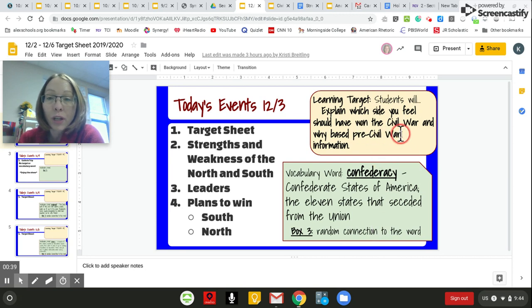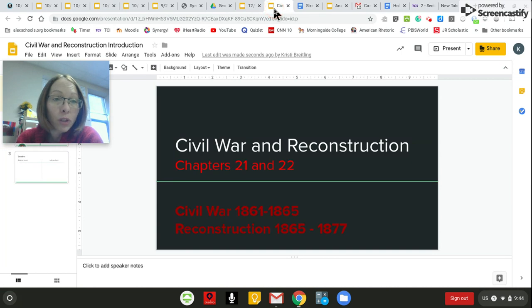Our target: explain which side you feel should have won the Civil War and why, based on our pre-Civil War information. And part of that target will be answered right here with the strengths and weaknesses of the North and South. So this will be in Schoology in our purple folder, but this is a Civil War and Reconstruction introduction.